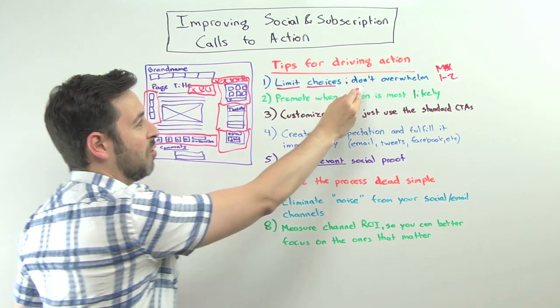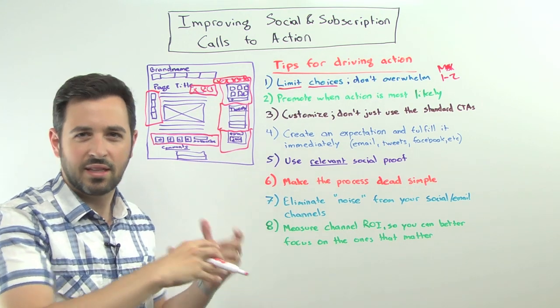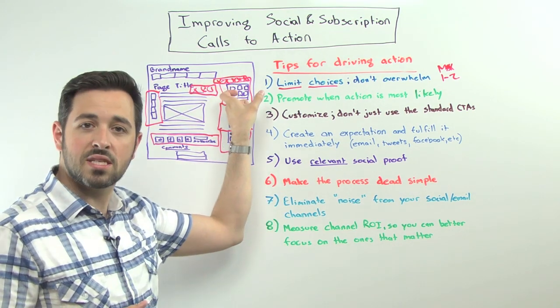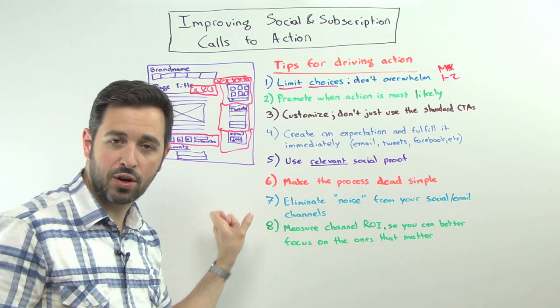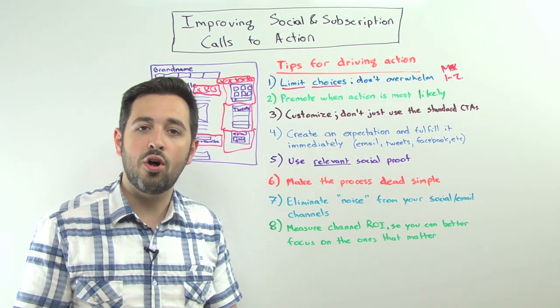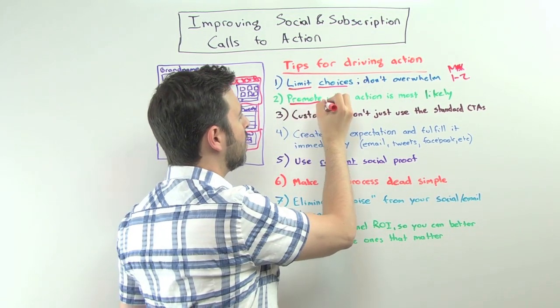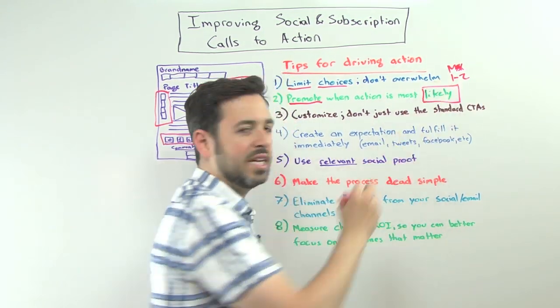You also probably don't want to overwhelm, meaning there's no reason to have this many, right? If you've got one box that's got them all somewhere on the page, in the footer, near the header, at the top, great. And then you want to have your one call to action in the place, this is tip number 2, promote where the action is most likely to happen.